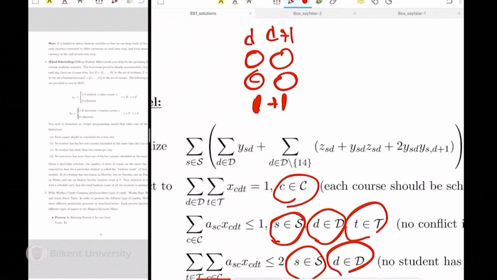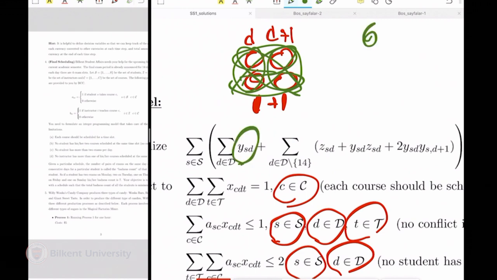But as you know, the number of badness count here should be 1, 2, 3, 4, 5, 6. I need to have 6. So with this expression, I only have 2 of them. So 2 is done, plus. What is Z_SD if he has two exams on consecutive days? So here he has two exams on consecutive days, so plus one.